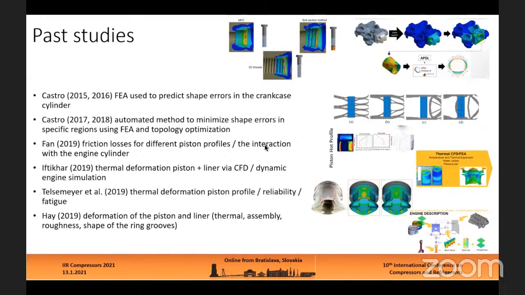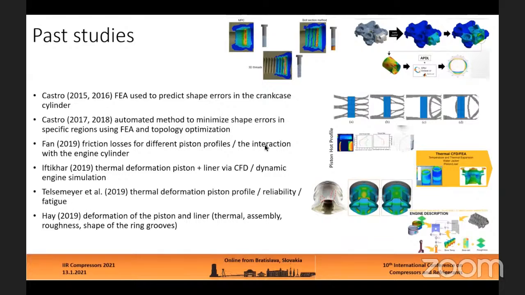Also some work here for fan, for example. They evaluated the friction losses on dynamic simulation models for different given piston profiles and how they interact with the cylinder. So it's basically also taking the deformations of the part and studying how it's affecting the friction losses. IIR also here included the thermal deformation of the cylinder obtained via CFD on the dynamic engine simulation, also predicting the deformations of the piston here and checking how significant it could affect the output results.